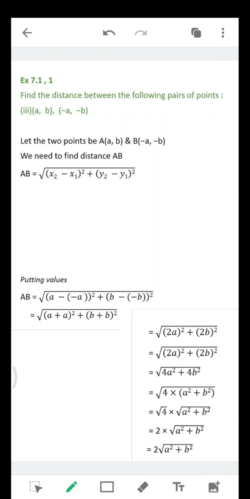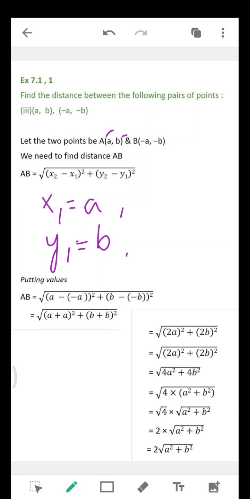So this is the first question of exercise 7.1. The first and second bits you can try, those are the same as what we have done previously. The third bit is of variables type. The 2 points are given as a comma b and minus a comma minus b. These 2 points are on the graph, so we need to find the distance between the points. So what is our x1 y1 here? x1 is a and y1 is b. Yeah, this is our x1 y1.